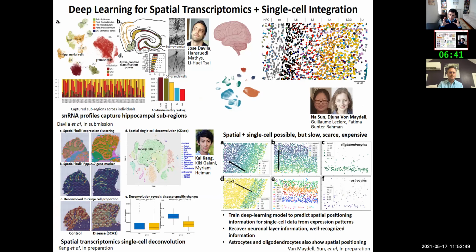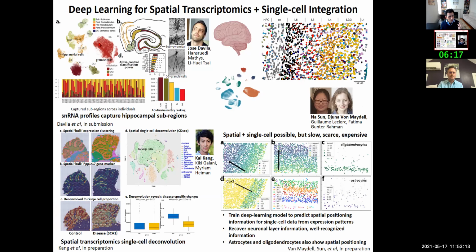Beyond the single cell data that breaks all spatial context for those cells, we found that the transcriptional profiles in the single cell datasets allowed us to capture sub-regions of the hippocampal formation, including CA1, 2, 3, 4, dentate gyrus, subiculum, and then multiple regions and layers of the entorhinal cortex.